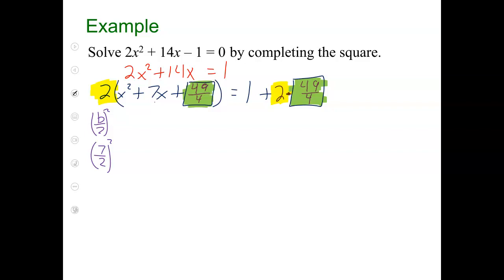But once we've done that, everything else is the same. I'm going to simplify, use the square root property, and solve for x. So on the left-hand side, I can factor. So 2x is going to be plus or minus, plus what? 7 over 2. It's always what we get before we square it, b over 2. Squared equals, now we need to simplify the right side. What's 2 times 49 over 4? Simplify it.